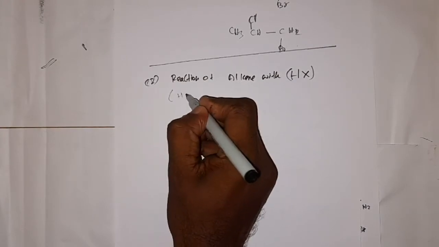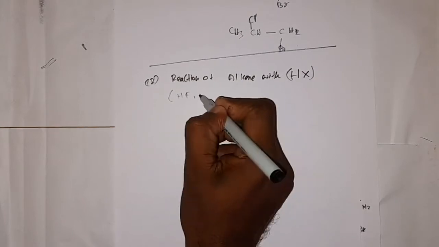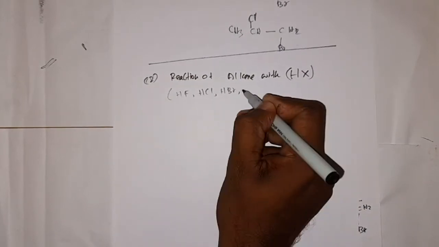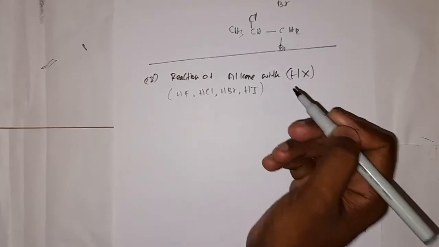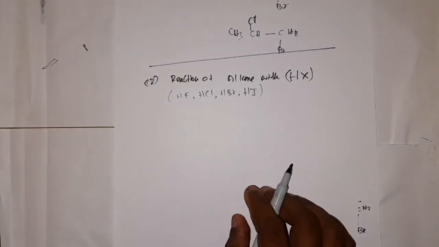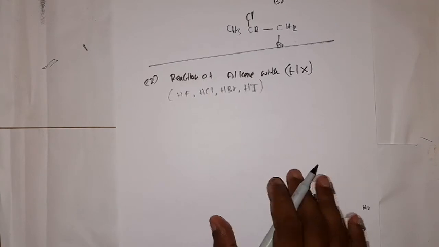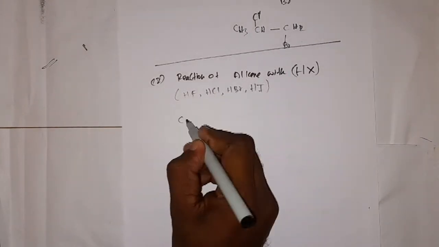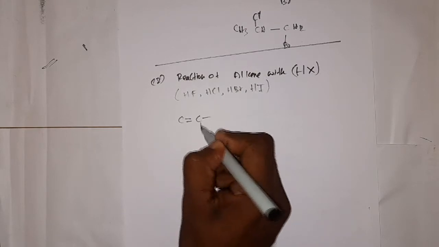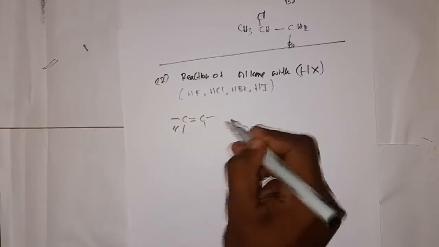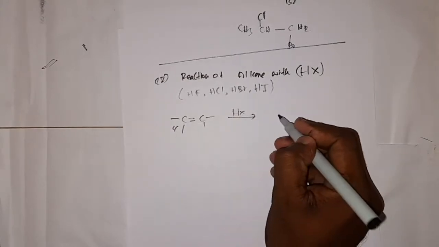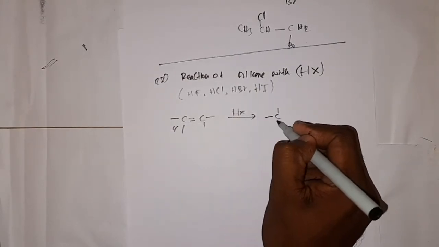So it's HF, HCl, HBr or HI. So these are the hydrogen halides. So what happens after addition of hydrogen halide into a C double bond C? The reaction is C double bond C. So the final product is after addition of any type of HX. So this is the main product.